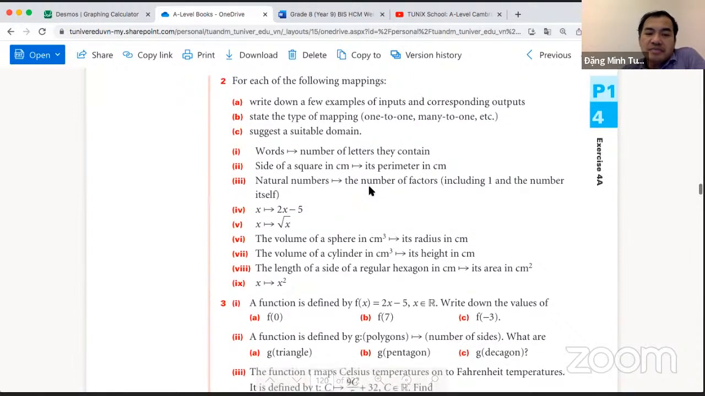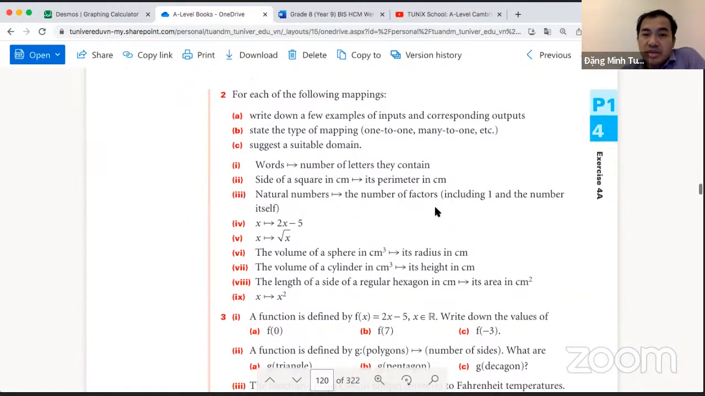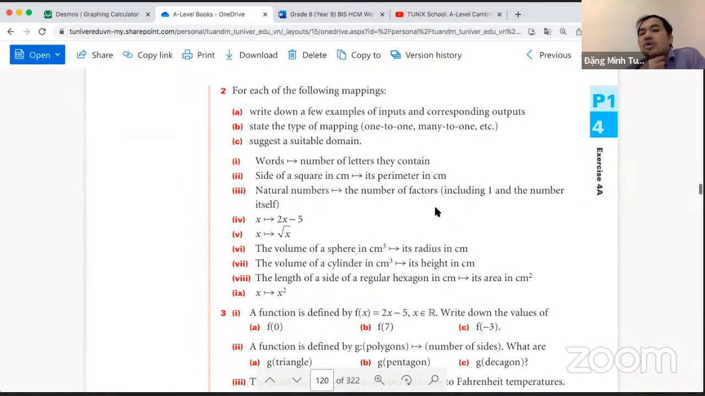So here, similarly, think about the second question. For each of the following mappings, write down a few example inputs and the corresponding outputs. B: state the type of mapping, and get a suitable domain. Now, what about from 1, 2, 3, 4, 5, 6, 7, 8, 9?